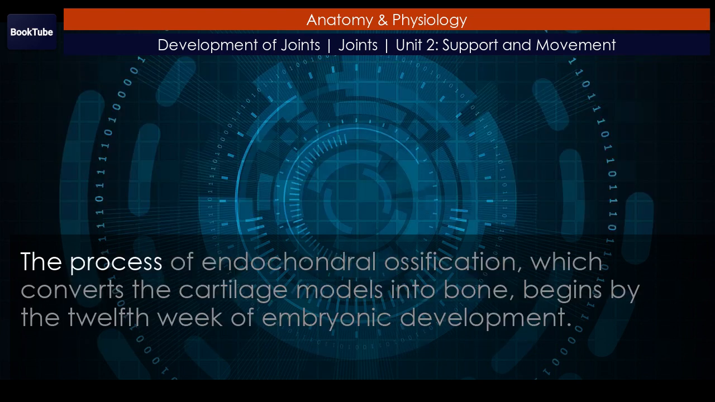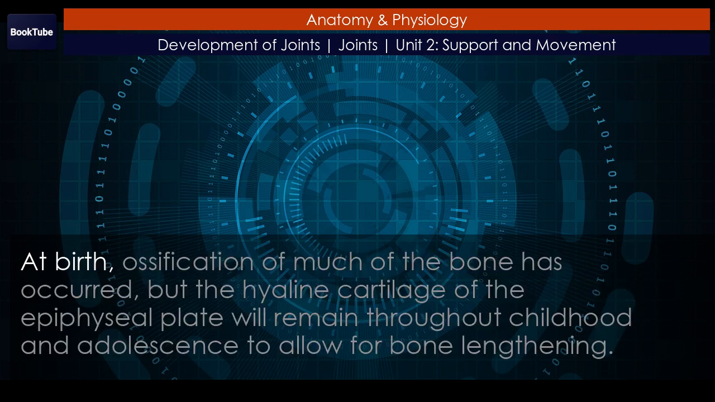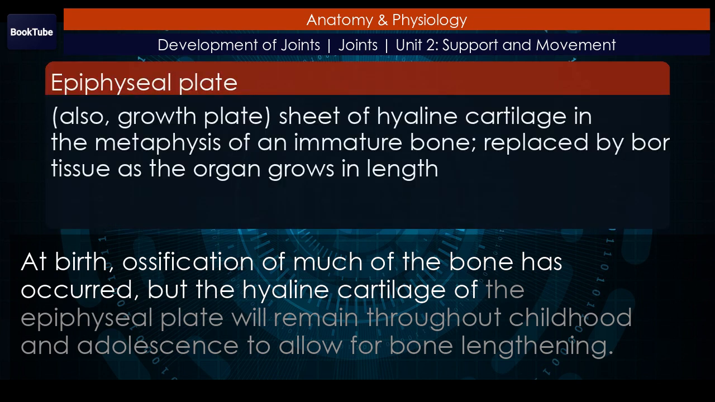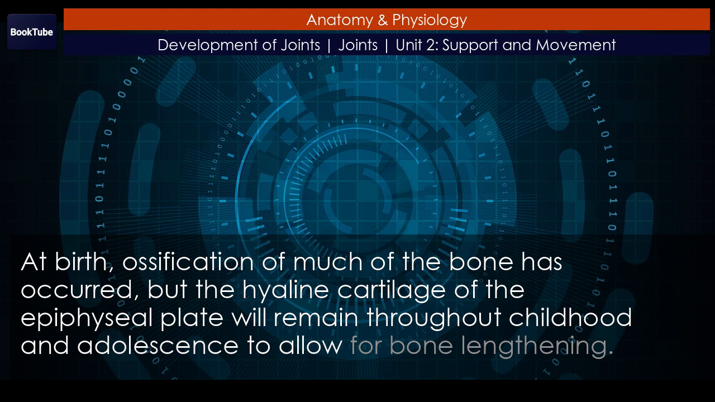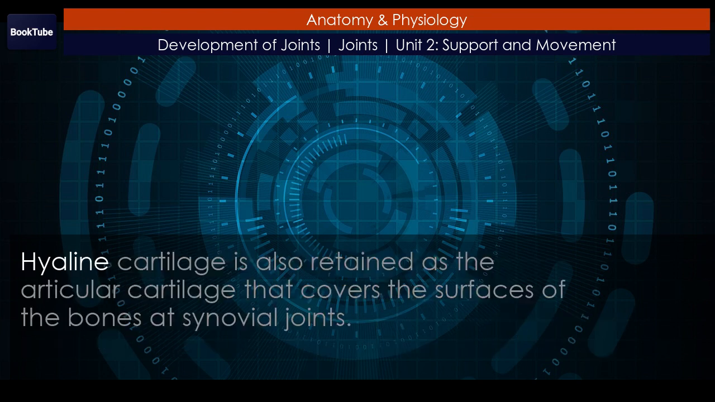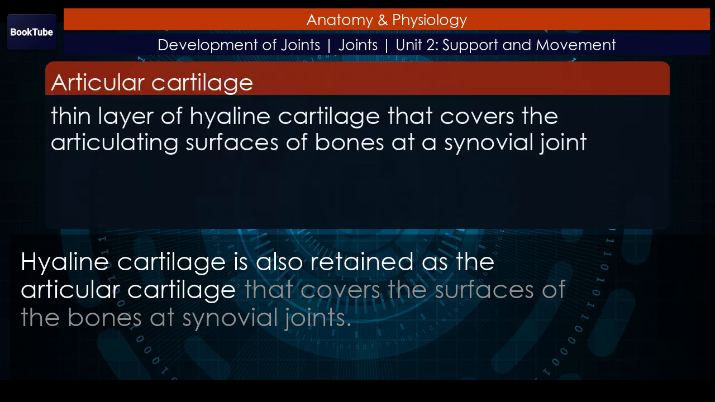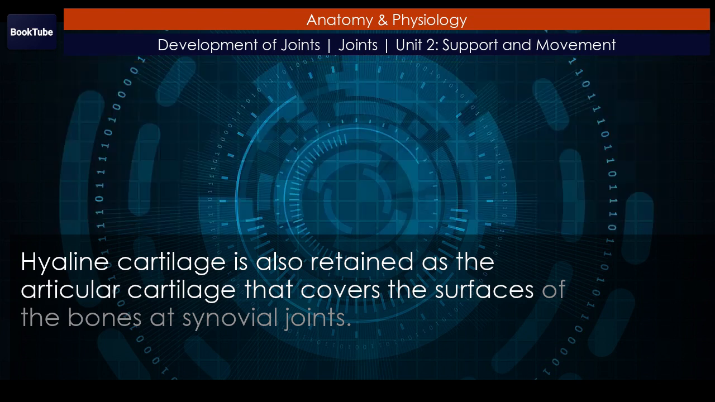The process of endochondral ossification, which converts the cartilage models into bone, begins by the 12th week of embryonic development. At birth, ossification of much of the bone has occurred, but the hyaline cartilage of the epiphyseal plate will remain throughout childhood and adolescence. To allow for bone lengthening, hyaline cartilage is also retained as the articular cartilage that covers the surfaces of the bones.